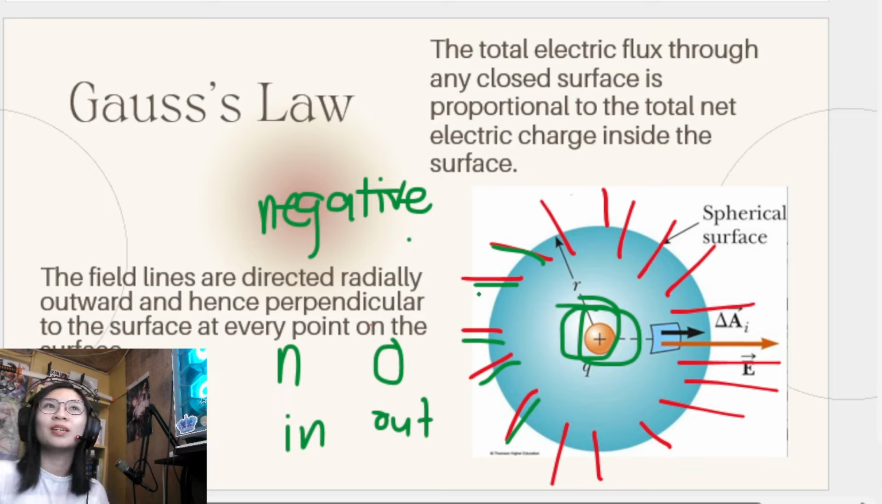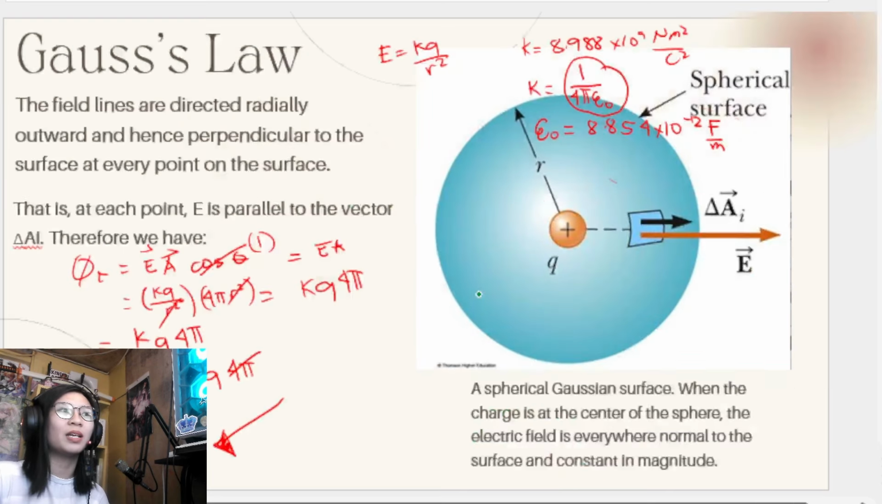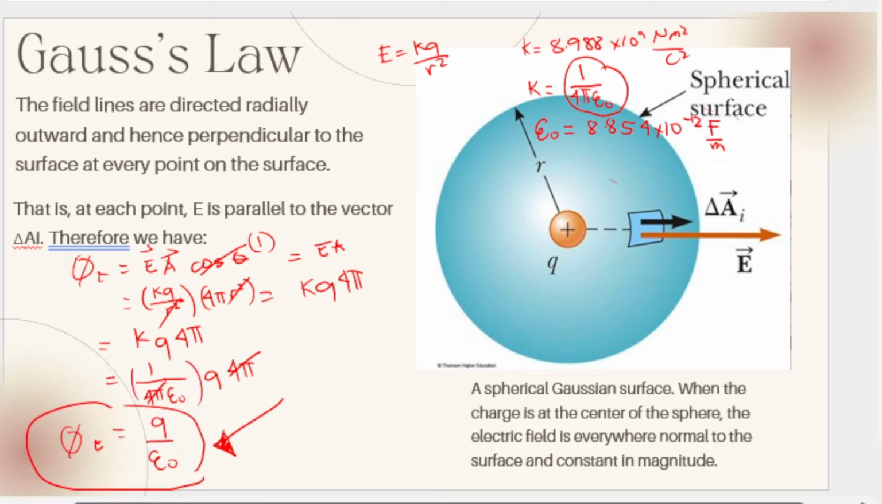No. Because katong formula sa atong electric flux has area. Okay? But here in Gauss law, walay labot si area. Okay? Wala siya labot. Naa tay derivation for that. If you have listened in my class, you would find or you will learn about this.